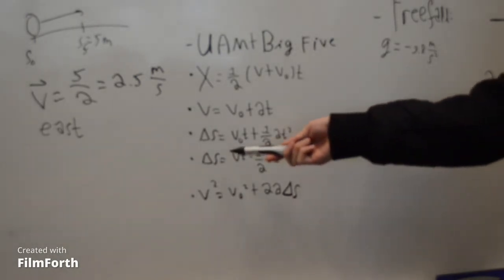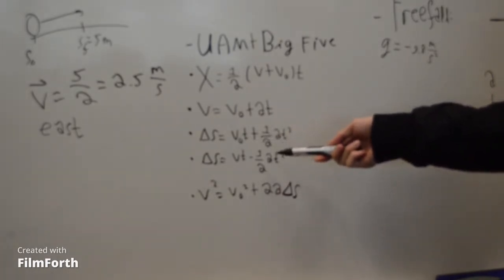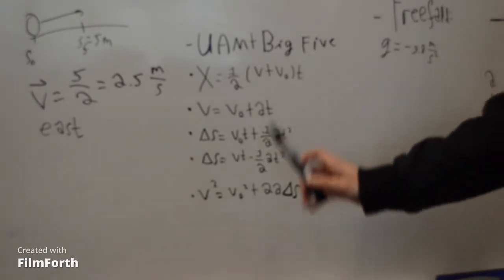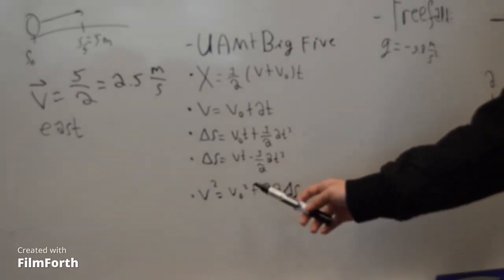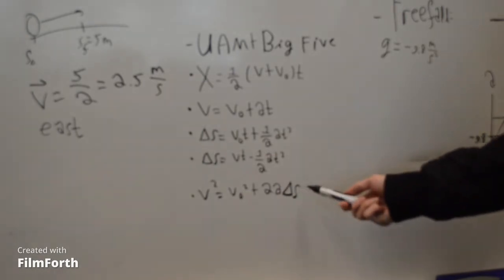Change in spatial location equals the final velocity times time minus half times a t squared. So this is when you're missing initial velocity rather than final velocity. And the last equation, where you're missing the time: final velocity squared equals initial velocity squared plus 2 times acceleration times the change in spatial position.